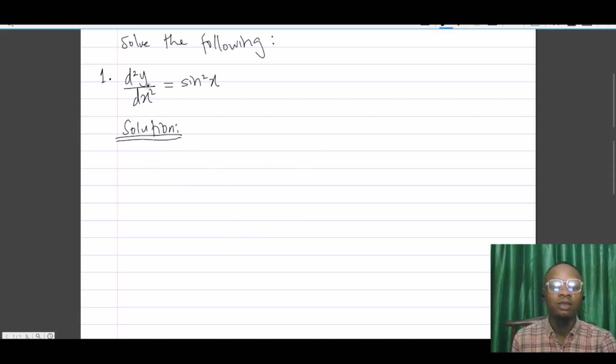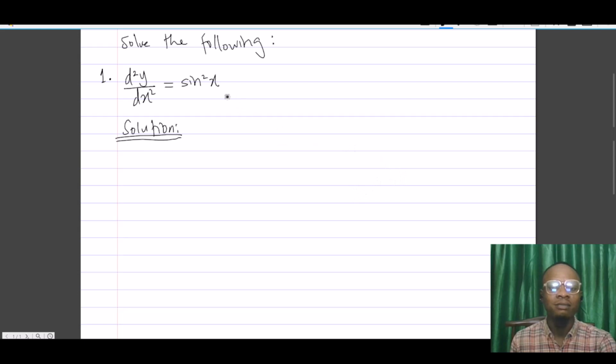So, to solve this, we can see that as simple as this is, it is a non-homogeneous second order ordinary differential equation with constant coefficients. So we can apply the method of undetermined coefficients here because yes, this is sine squared x.